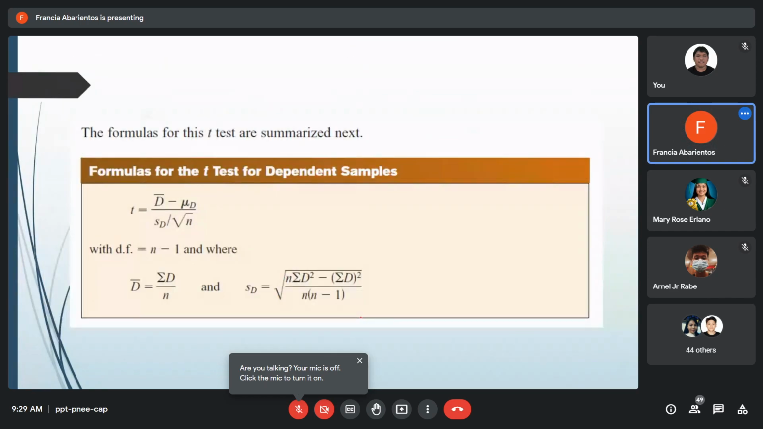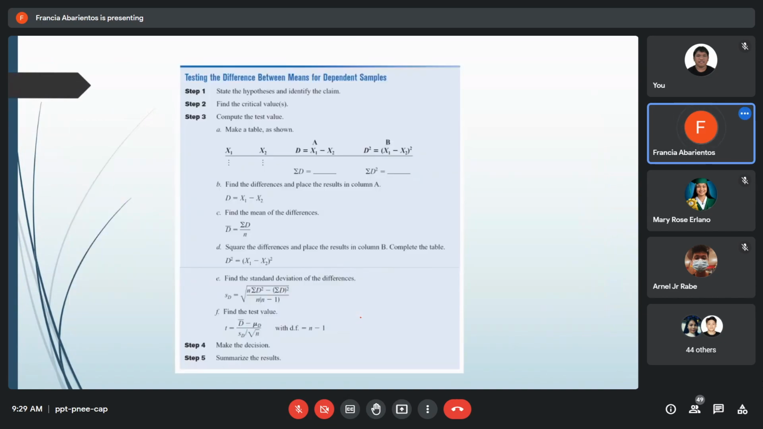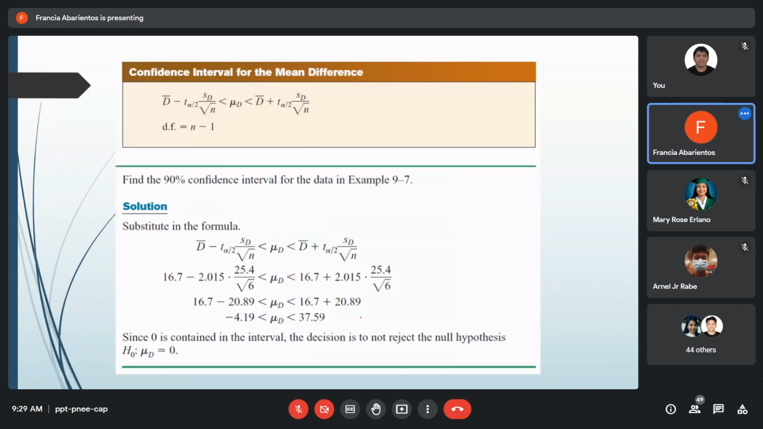Ayan. So, this is now the general formula of the test for dependent samples. Pinakita ko lang kung paano mo siya makukuha. And also the confidence interval, with proper substitution, makukuha mo. Ito class, nagpo-fall ba yung 0 dito? So, sa confidence interval naman class, the decision is to not reject the null hypothesis. So, we can check that by using these formulas.